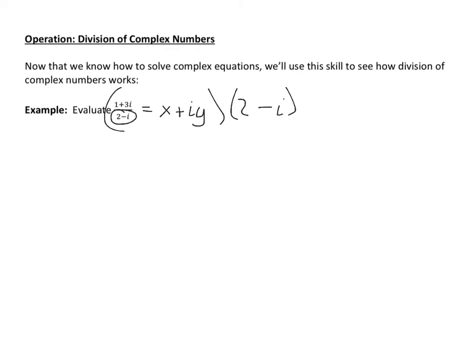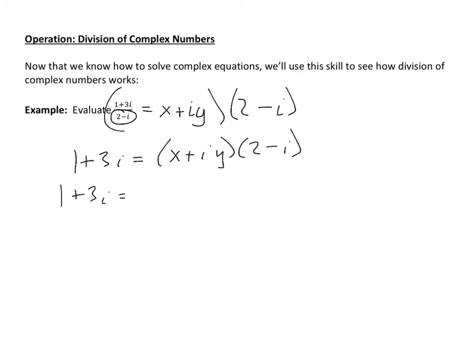When I do that, on the left-hand side, that 2 minus i is going to cancel out, leaving me with just 1 plus 3i. And on the right-hand side, I'll have x plus iy times 2 minus i. And if you look at that, I basically have a little complex equation that I can solve just like I did on the previous slide. So pause the video for a moment, work through this, make sure that you can solve it just like you did before. We're going to have 1 plus 3i over here.